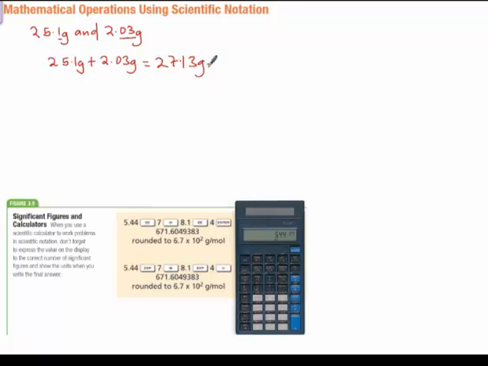So this answer suggests that there is certainty all the way to the 100th place. However, the result is not justified because the 100th place of 25.1 gram is completely unknown. So this answer is not justified because it is giving us the 100th place, yet in our example we don't have it in one of the figures. So the answer must be justified to reflect the uncertainty in the number added.